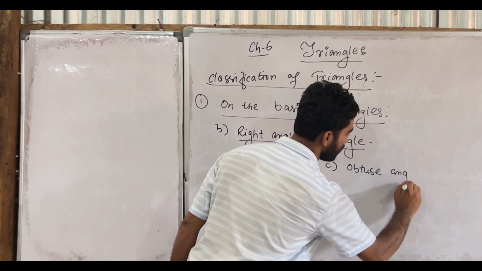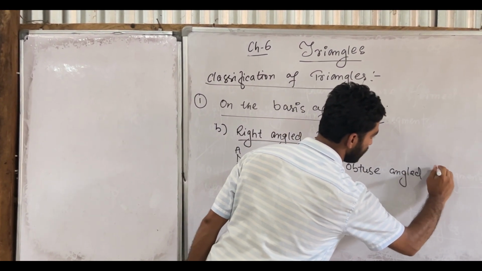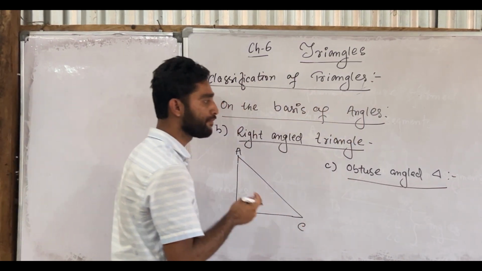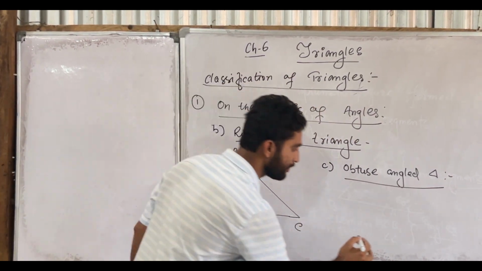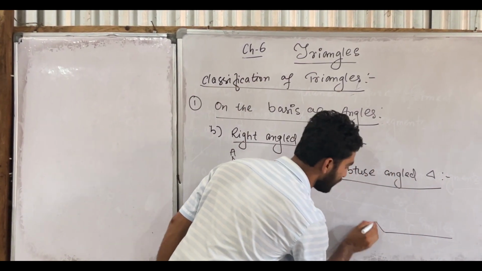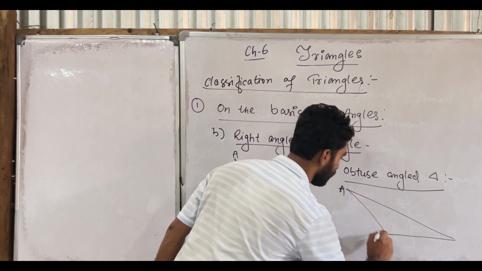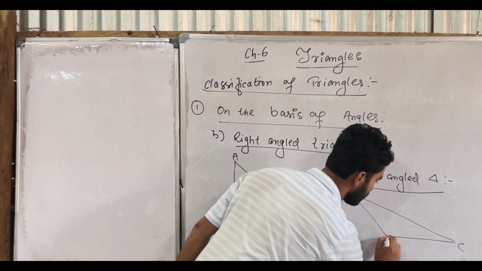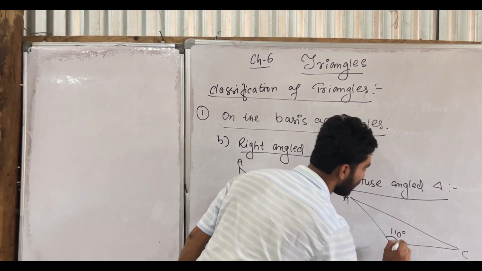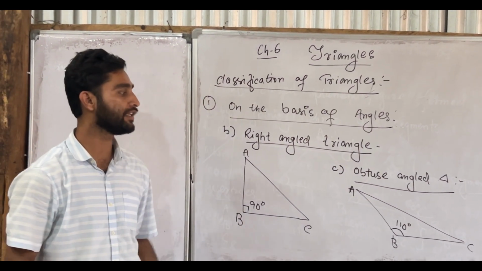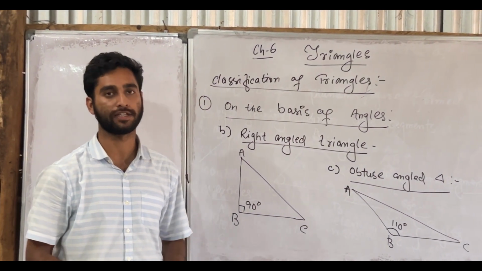Then the third one is called obtuse angle triangle. So obtuse angle triangle means in a triangle, if any one of the angles is greater than 90 degree, then this kind of triangle is called obtuse angle triangle.